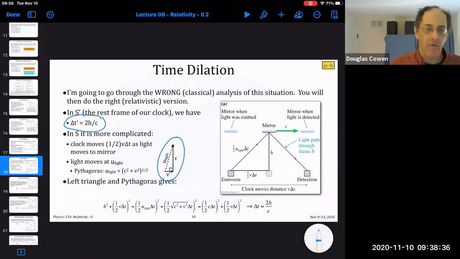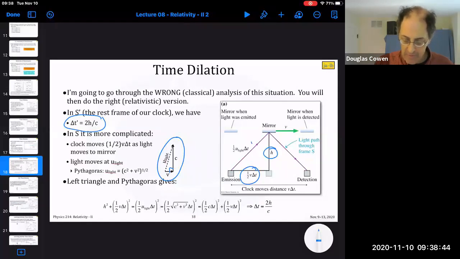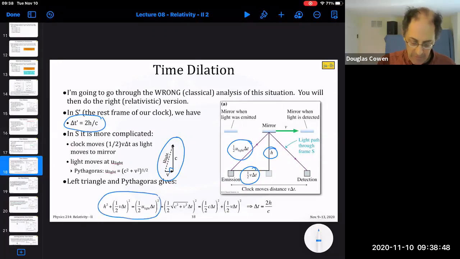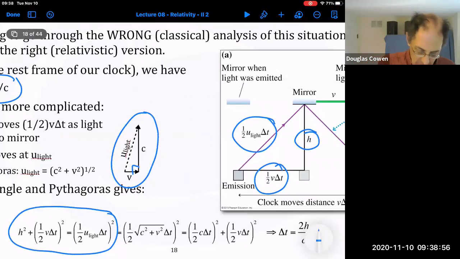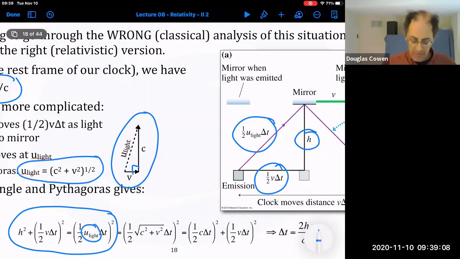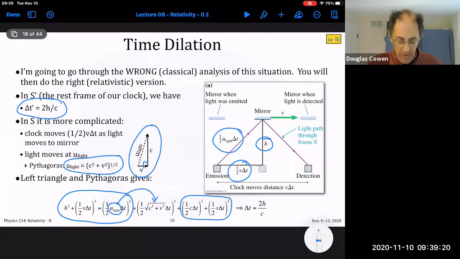So what we can then write down is, applying the Pythagorean theorem again, this leg of the triangle and that leg of the triangle and this hypotenuse of the triangle are related by this expression down here. Okay, it's just the Pythagorean theorem. And u light, the speed of light, is just given by the Pythagorean theorem that we applied before, which is just the square root of c squared plus v squared. So I put that in there, and then if I just expand the terms, I get this. And if I now solve for delta t in this equation, I get this. So delta t is just 2h over c.